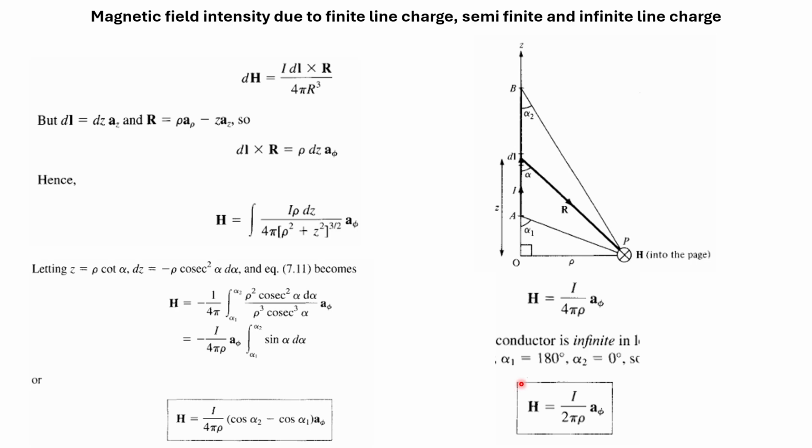Similarly for infinite, alpha 1 equal to 180 and alpha 2 equal to 0, and if we put the values in the finite-length formula, you will get H equal to I divided by 2 pi rho.